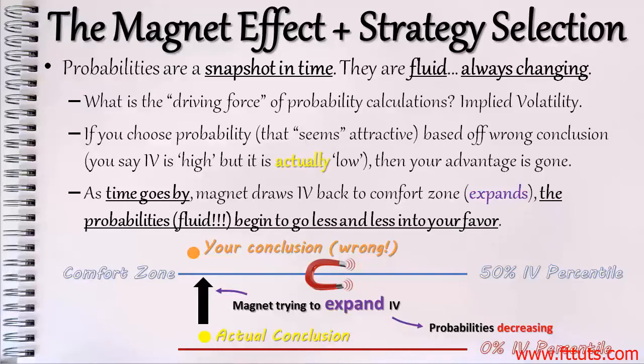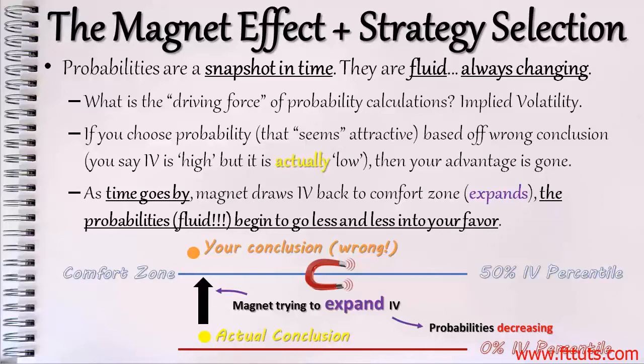These next few slides are very critical. Something you need to understand about probabilities is that they are just a snapshot in time. Think of your camera: just click, and you've got that snapshot in time. They are fluid and always changing. Now this is kind of beating a dead horse, but what is the driving force of probability calculations? If you think back to the pyramid, oh, that's right, implied volatility.